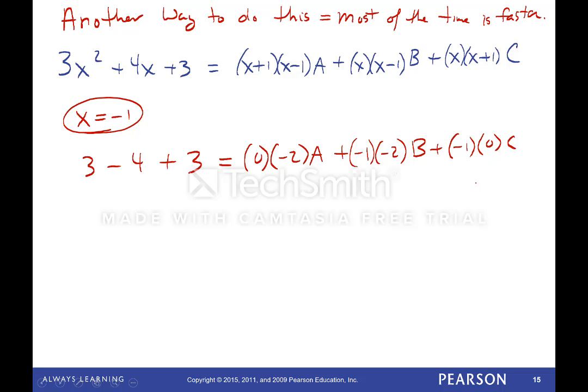All right, let's see what I got. 3 minus 4 is -1. Plus 3 more makes 2. That's gone. -1 times -2 is 2b. And the c term is gone as well. And we get ourselves b is equal to 1. Okay, is that what I got for my answers previously?